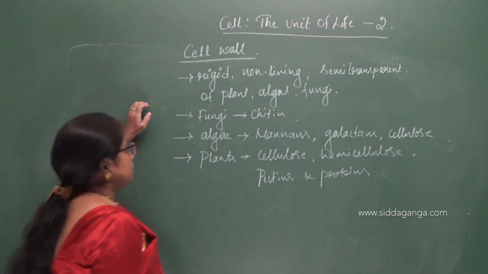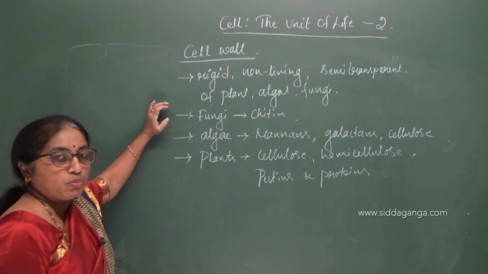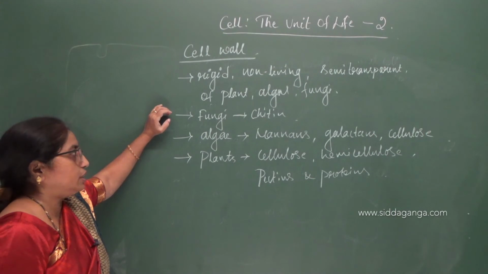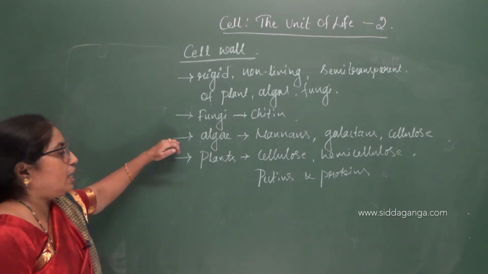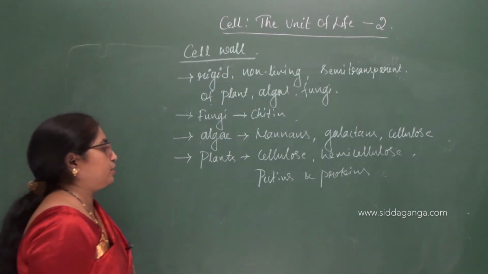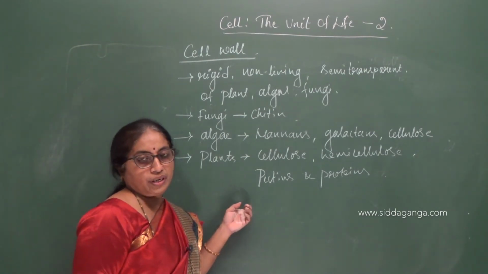So the cell wall is rigid, non-living, semi-transparent and forms the outermost boundary of the plant cells, algal cells and also the fungal cells. In fungi the cell wall is made up of chitin. The algae they are made up of mannans, galactans and cellulose, and in plants they are made up of cellulose, hemicellulose, pectins and also proteins.